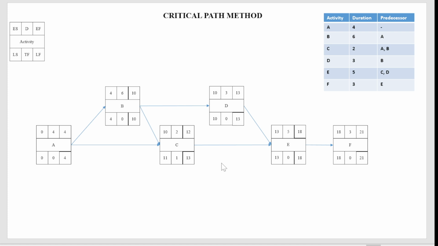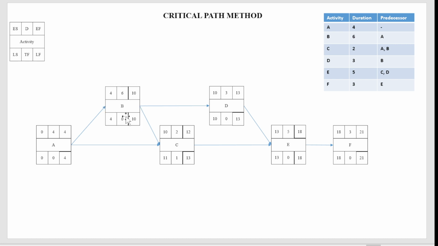Okay, so now let's go to the backward pass. Since I mentioned that B has connections with D and C, the backward pass has to go from both C and D, right? But we need to take the smaller one since it is a backward pass. So 10 or 11, take the smaller one. Take the 10. 10 minus 6 is 4, 4 minus 4 is 0, 10 minus 10 is 0.